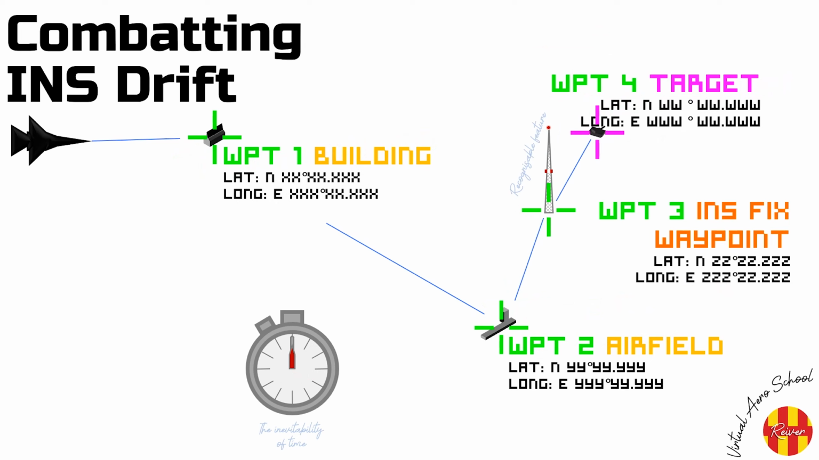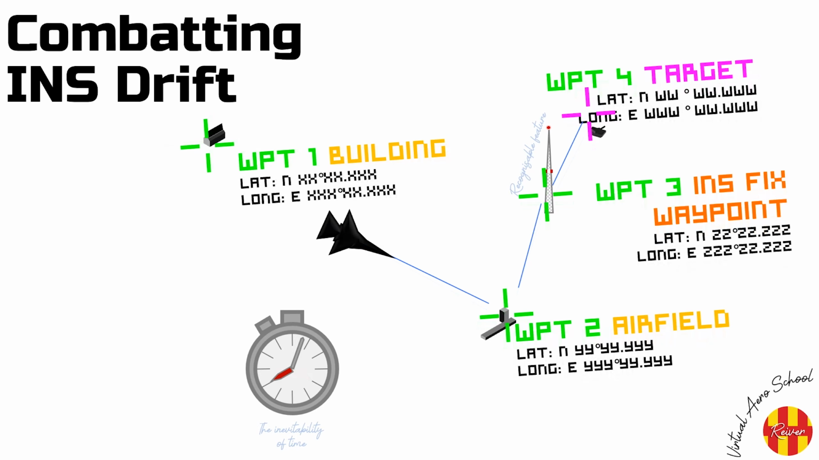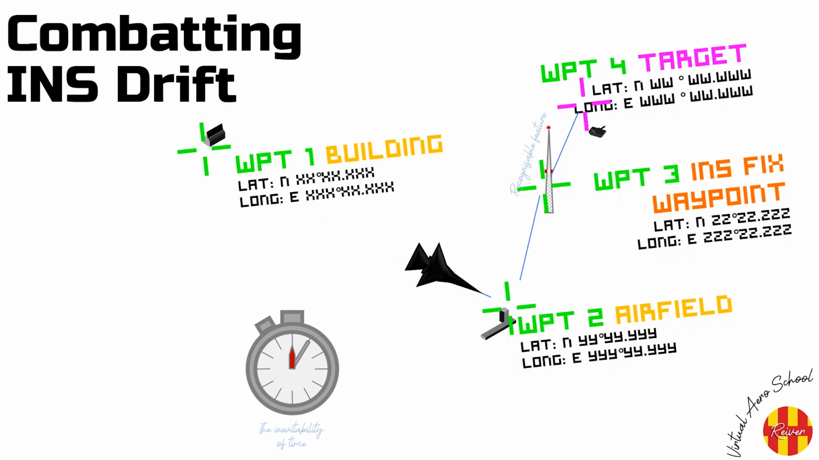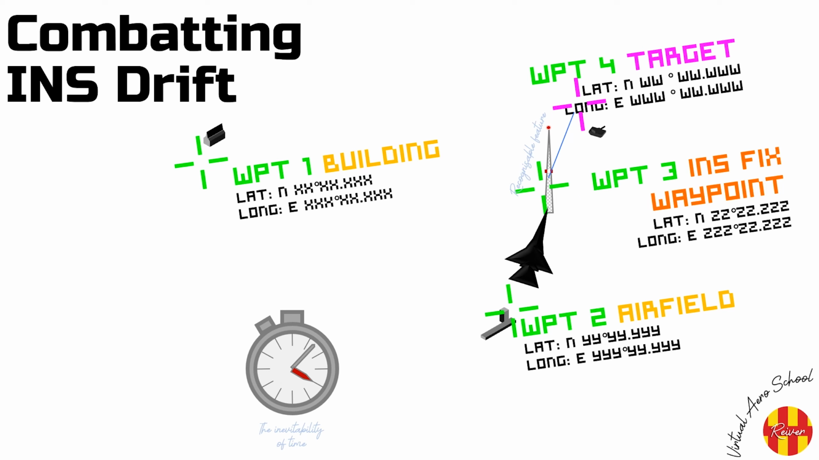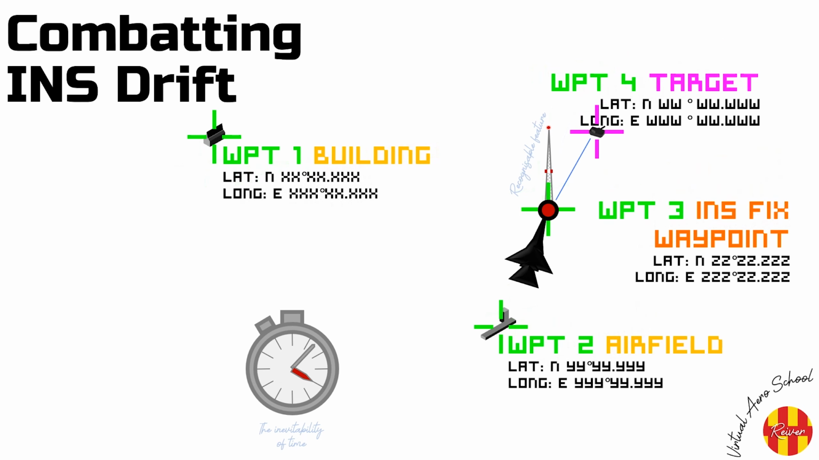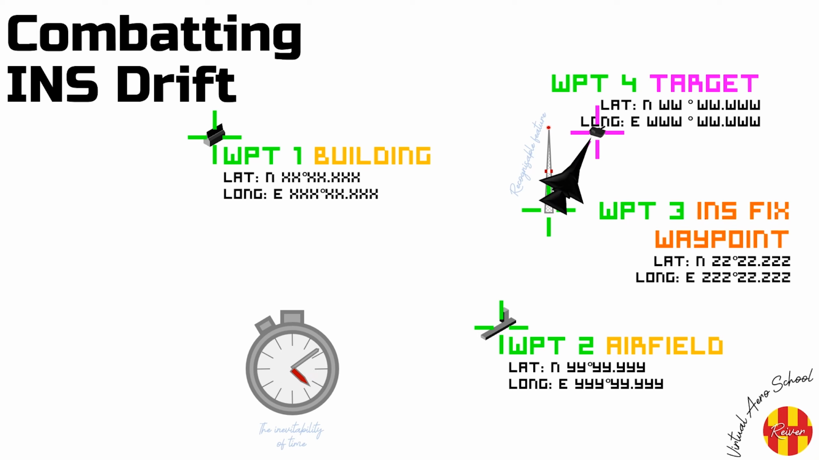To combat this INS drift, we can add an INS Fix waypoint in the middle of our flight plan. This is a waypoint that corresponds to an easily recognizable ground feature, such as a distinctive building. Upon approaching this waypoint and observing the ground feature from the air, we can fly over the feature and execute an INS Fix. This has the effect of resetting the position of the waypoint over the feature and realigning the flight plan over our desired locations. We can then continue with our flight plan and hopefully arrive at our target with reduced, limited, or minimal errors.